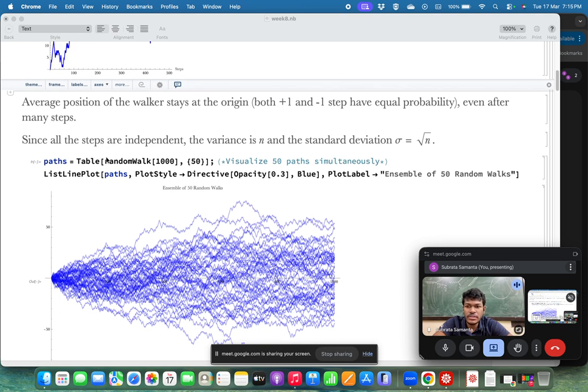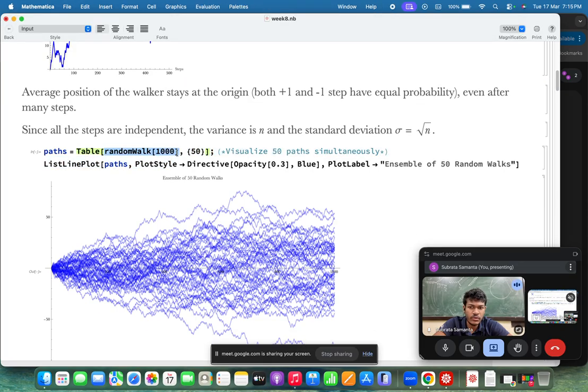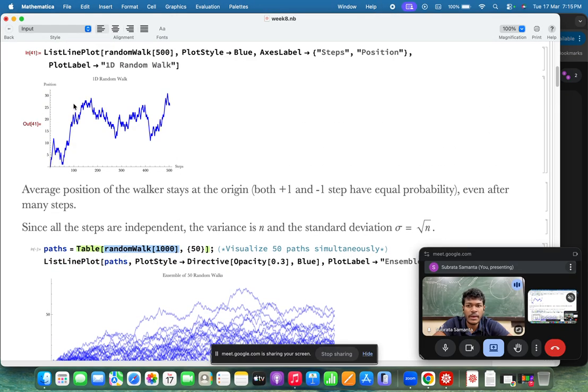For this we generate, let us say, 50 paths simultaneously, and each path has 1000 steps. That is basically a random walk of 1000 steps, for one path. Now we generate a large number of paths, and then you calculate the average positions of the walker, and this is the one path.